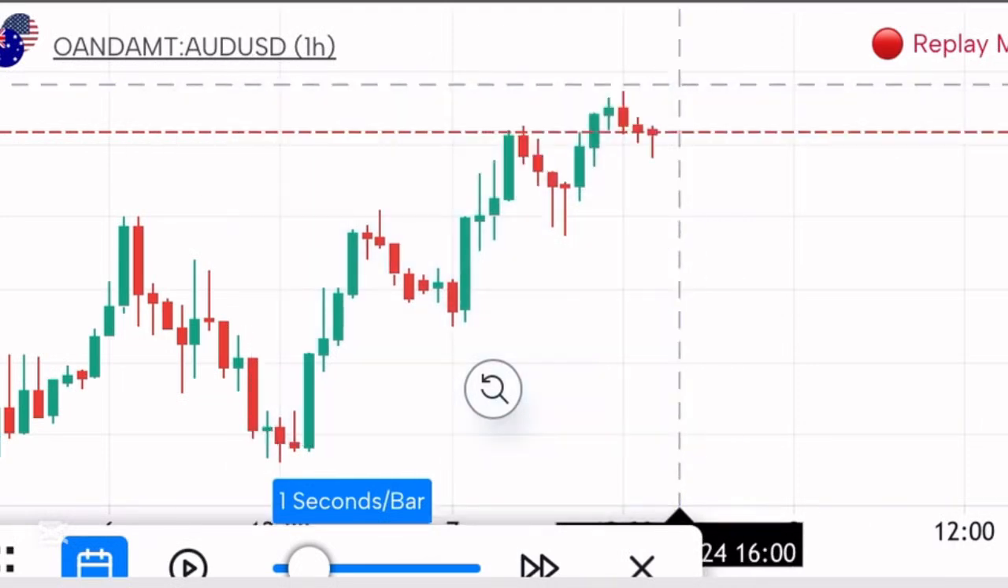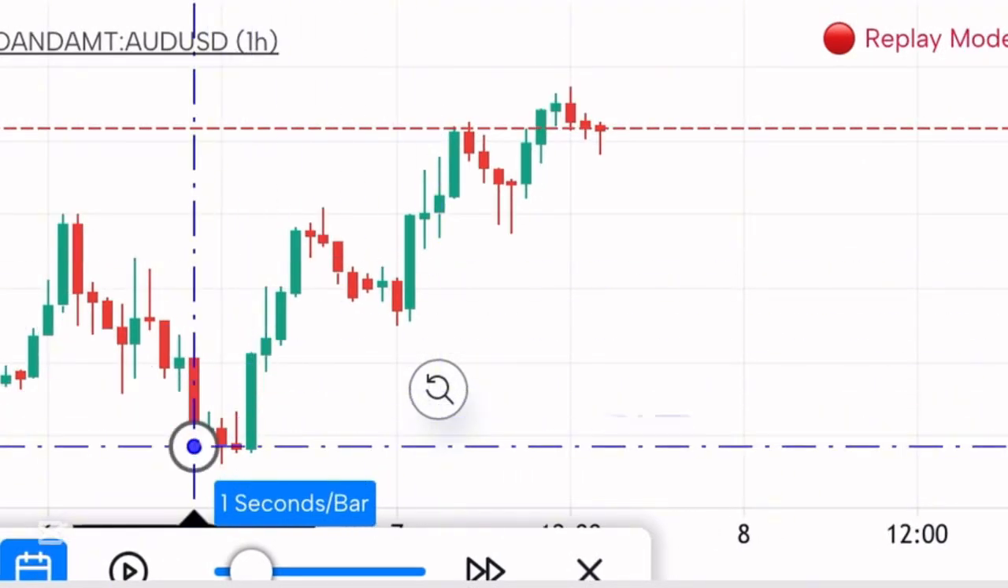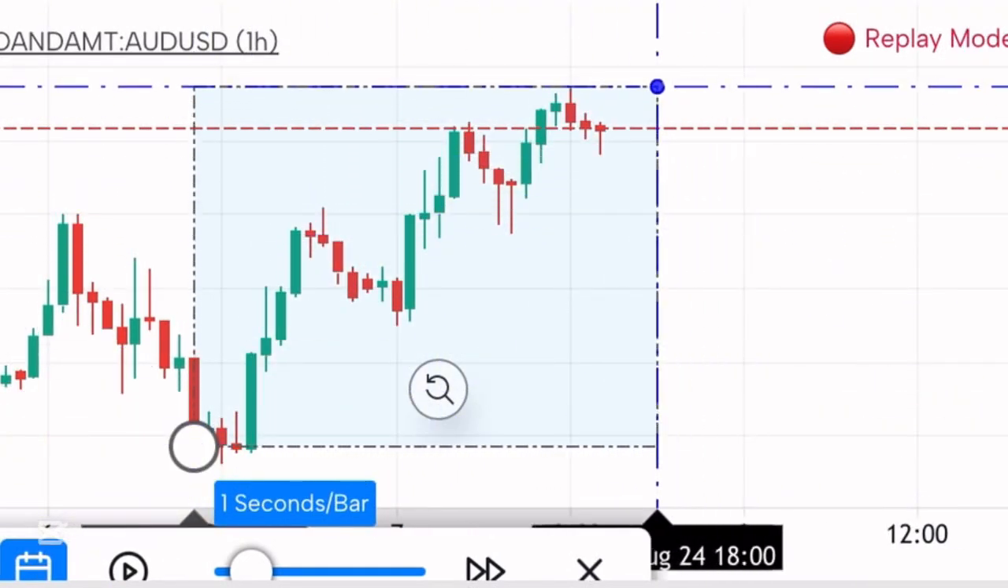I'll be teaching you the concept of this inducement zone, how to spot them, and how to use them to your advantage. And not just that, I'll be teaching you a concept that I call a double confirmation concept. This concept will really help you a lot anytime you get confused in the chart. I'm going to be using this leg of price action right here for this example.